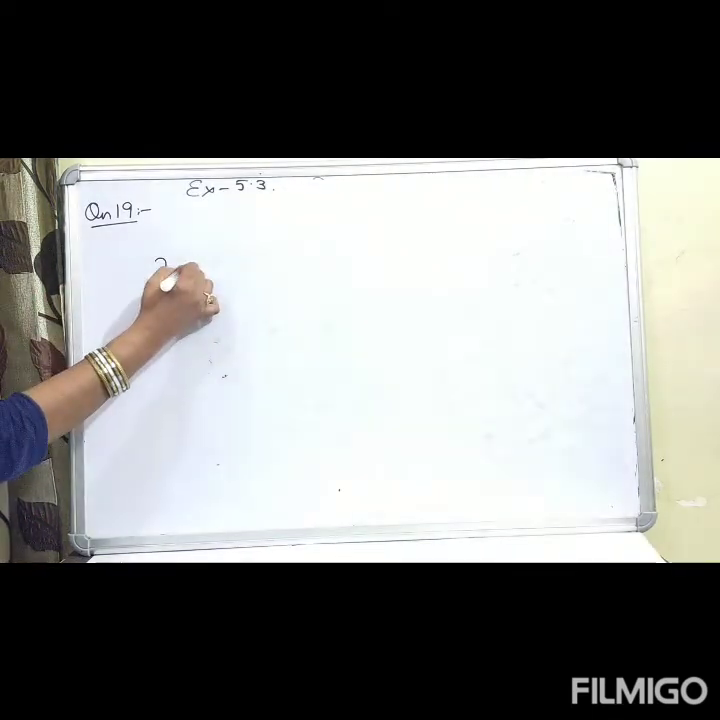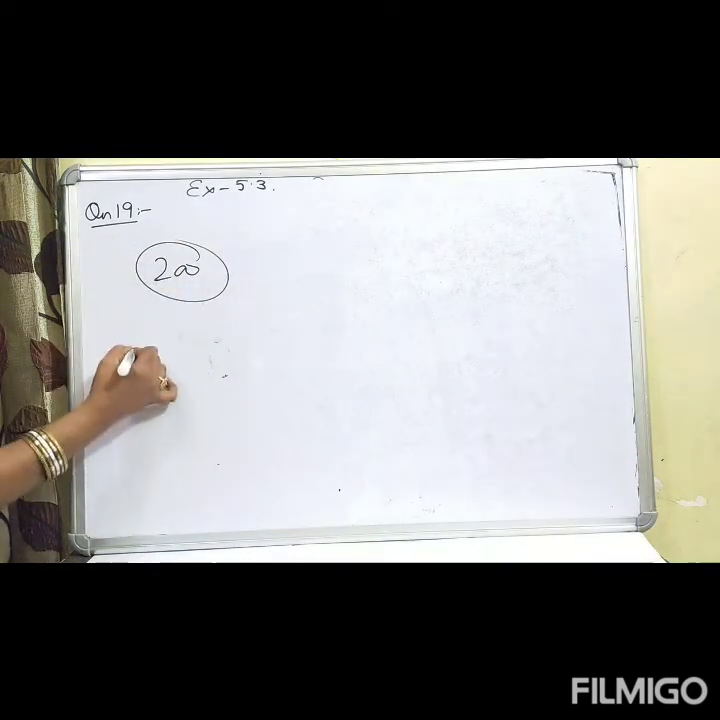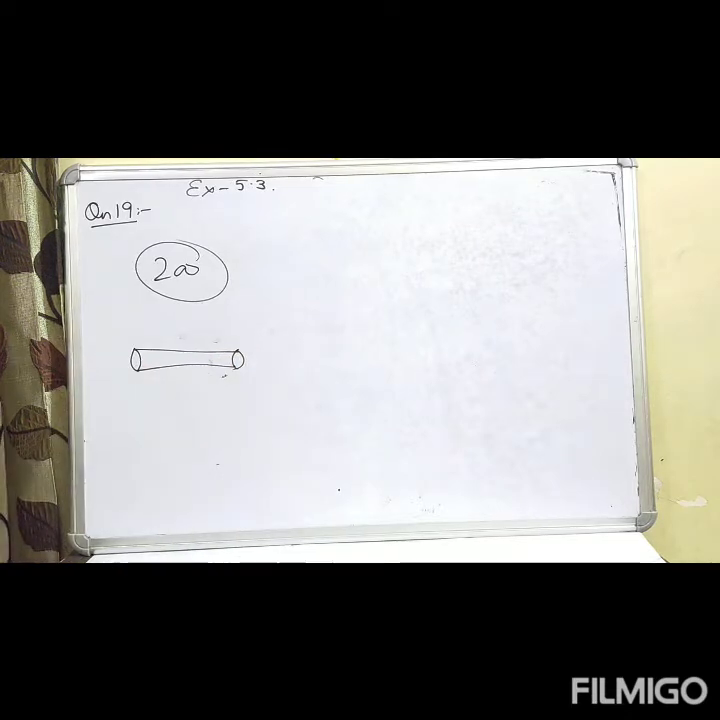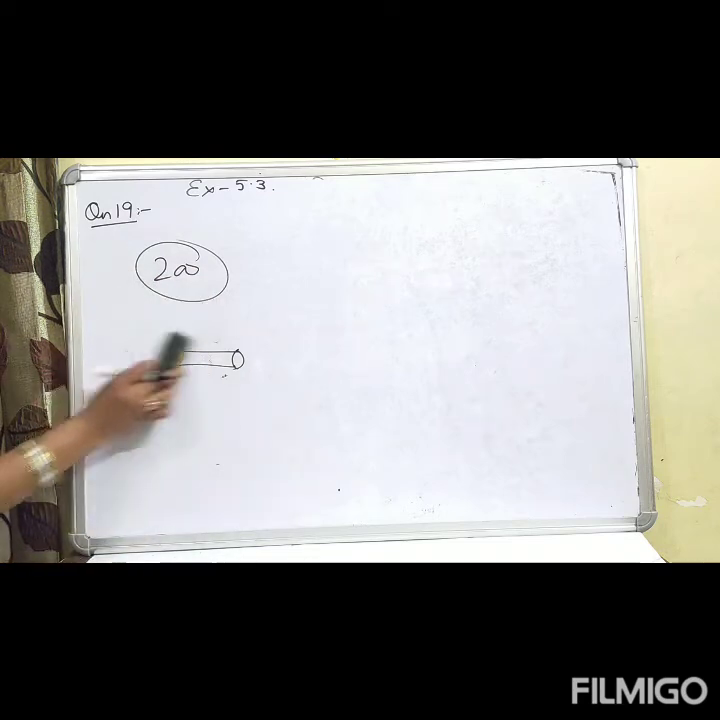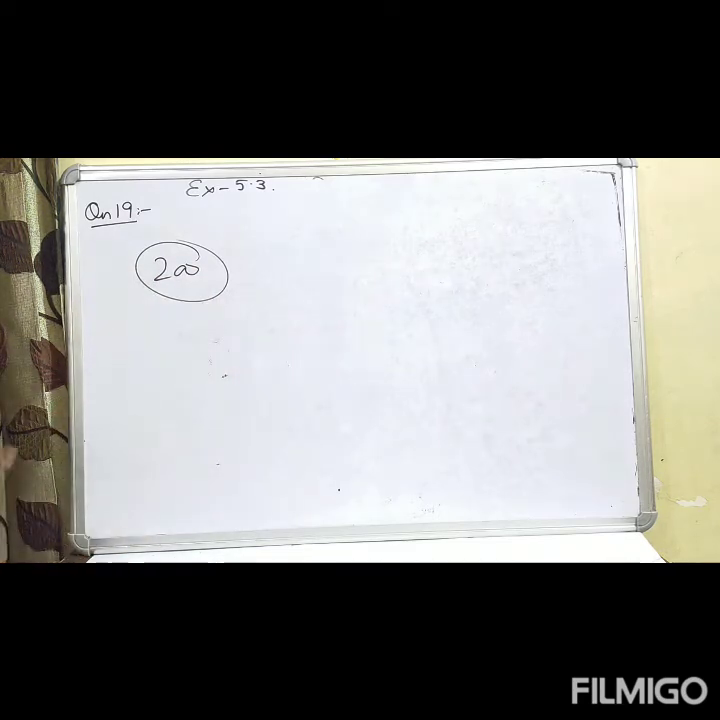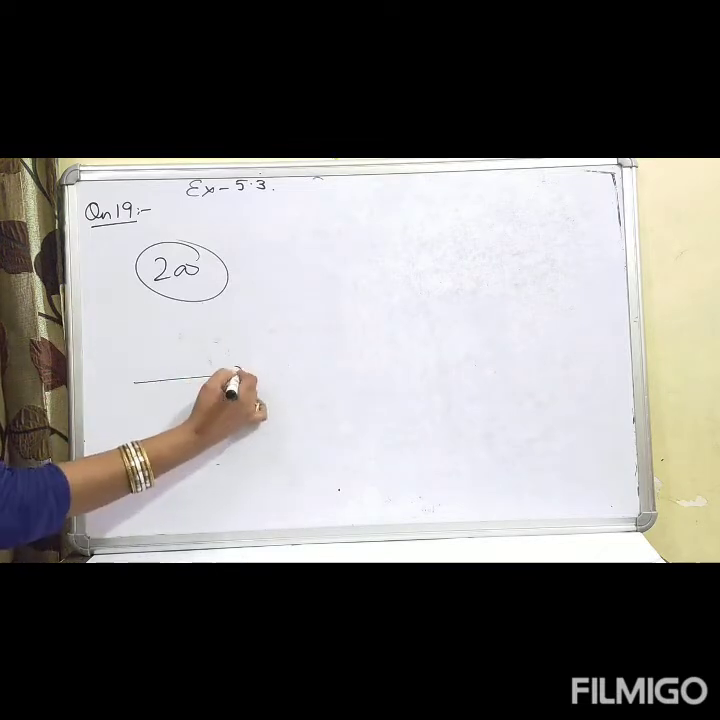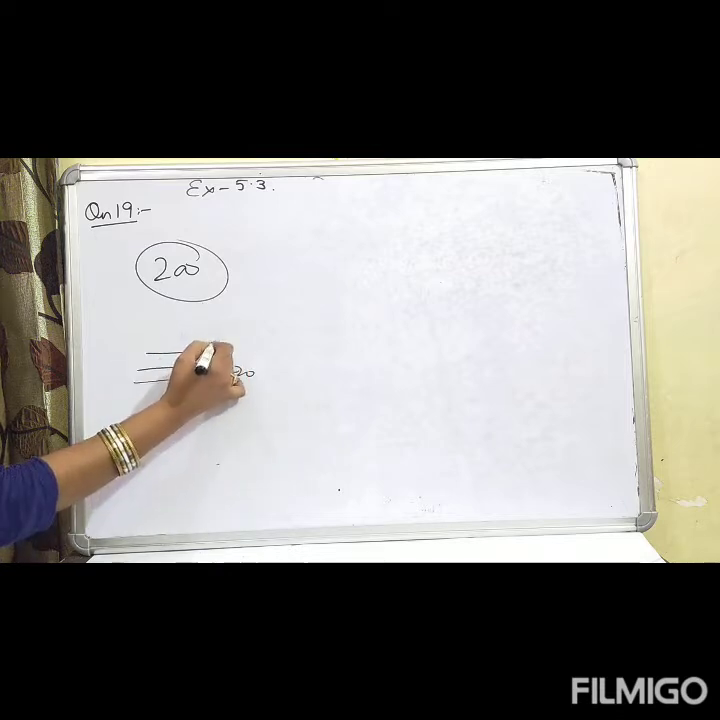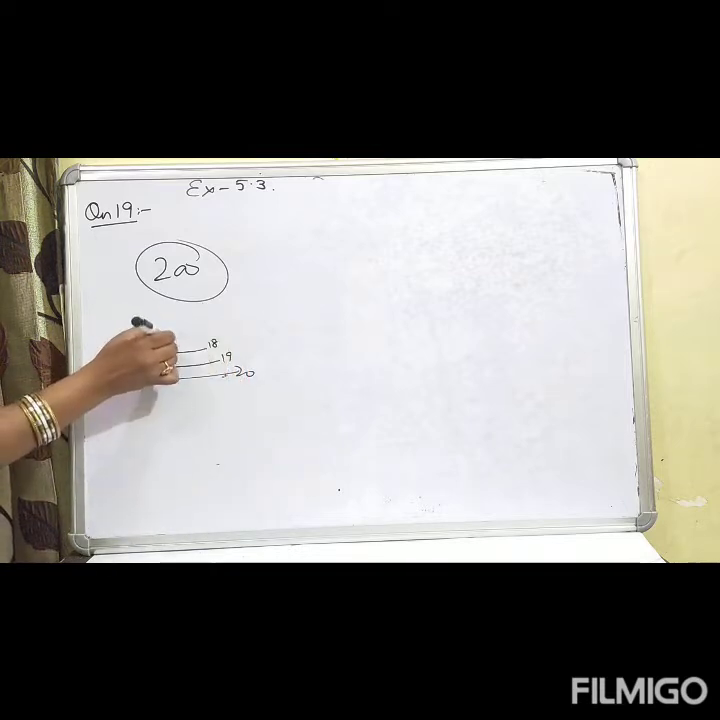5.3, question number 19. It's a very interesting question. What is given in the question? Here 200 logs. Logs, you know, if we cut the trees, the main trunk part will give us the log. So it will be in round shape and 200 logs are there, and we have to arrange them in such a way that at the bottom row there are 20 logs, then in next row there are 19, next row there are 18, and so on.